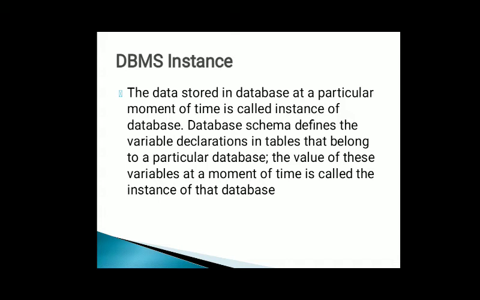The database schema defines the variable declarations in a table that belong to a particular database. The value of these variables at a moment of time is called the instance of that database. Got it all of you? It means in a table that belongs to a particular database, the value of these variables at a particular moment of time is called the instance of the database.